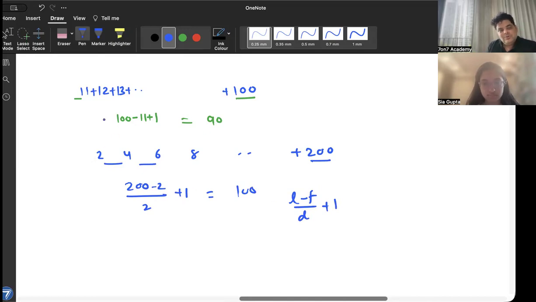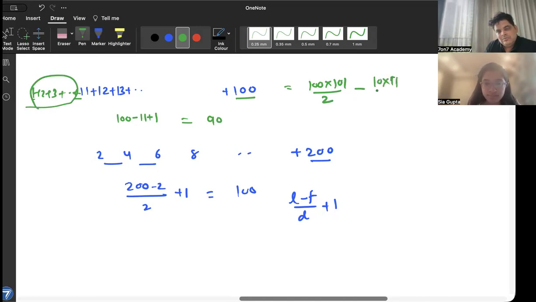So if I want to add the terms from 11 to 100, I first add from 1 to 100, because the formula exists only for 1 to n. So that would give me 100 into 101 divided by 2, and then I subtract these, which are 10 into 11 by 2. Understand? So that's how I'll get the addition of these positive integers from 11 to 100.